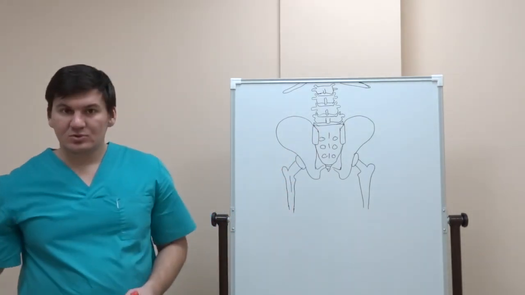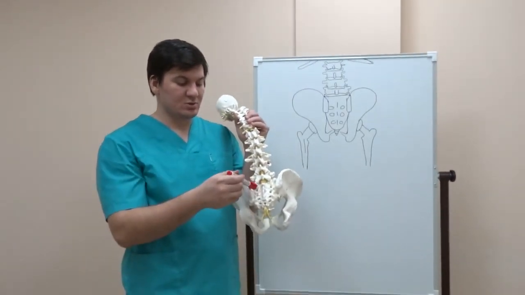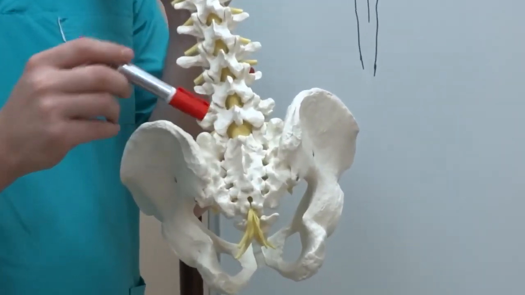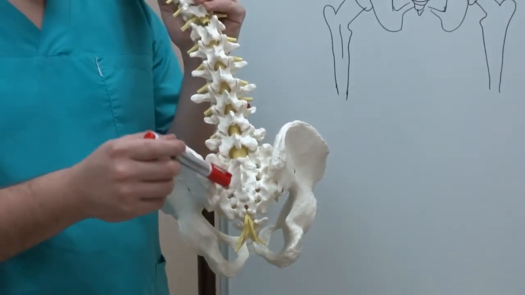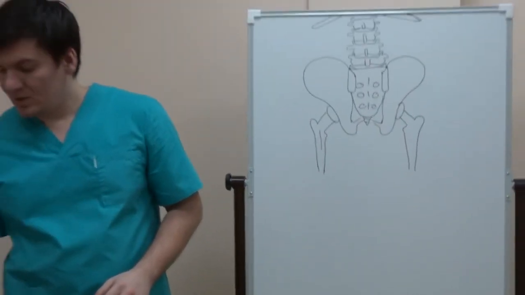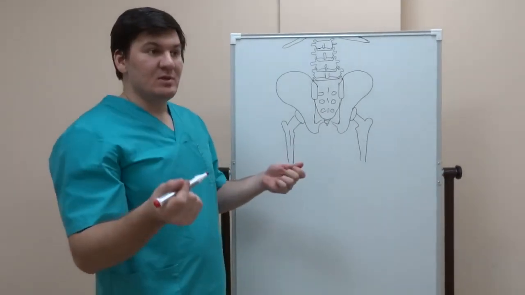This joint is the articulation between the sacrum and the ilium. The primary muscle responsible for stabilizing this joint is the gluteal muscle. In other words, one of its functions is the stabilization of the sacroiliac joint.